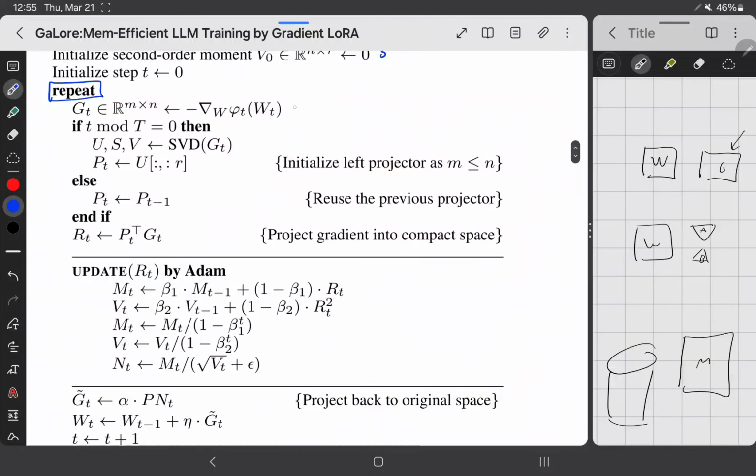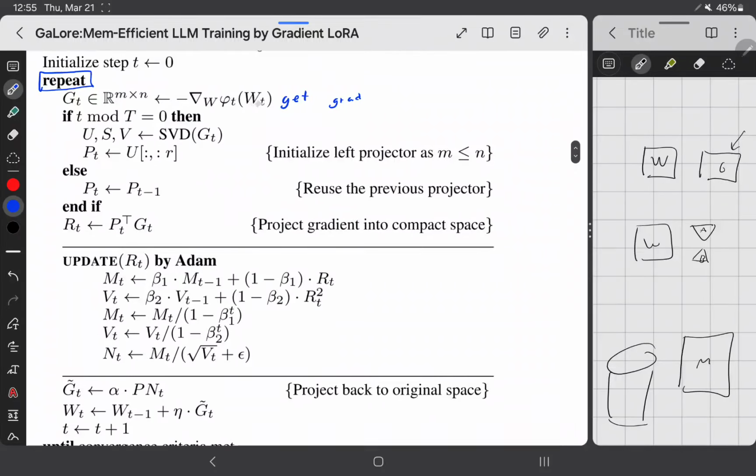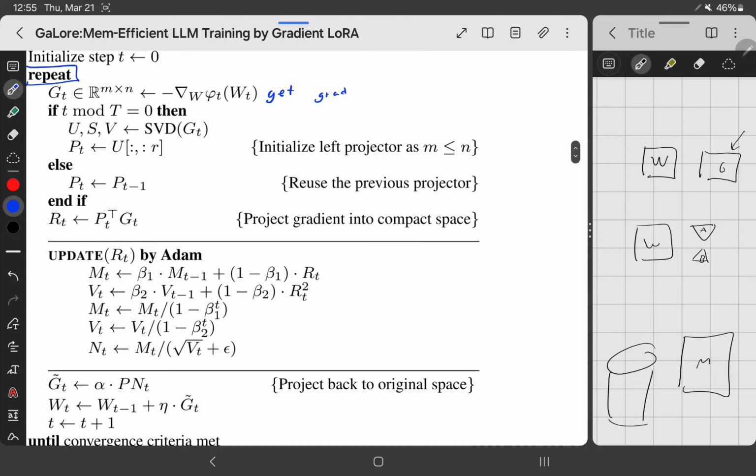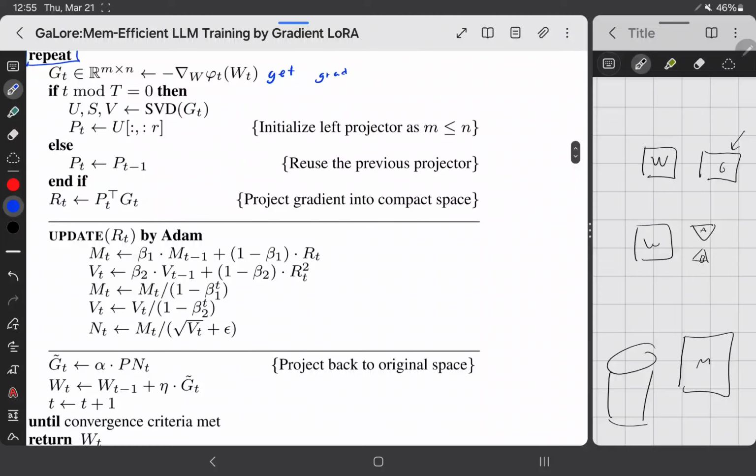So the first thing you do is you get the gradient of your weight matrix for a layer, or for a function. So linear layer, whatever, just get your gradient here. Then we'll go along this step first.